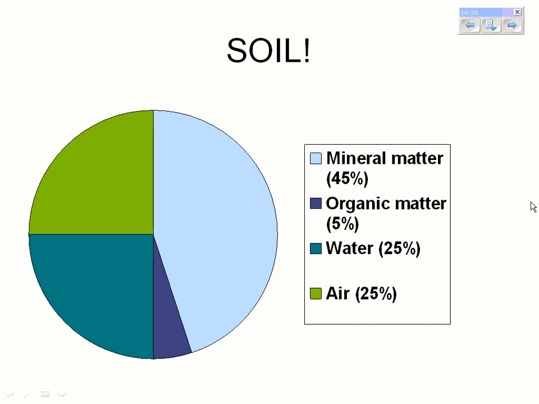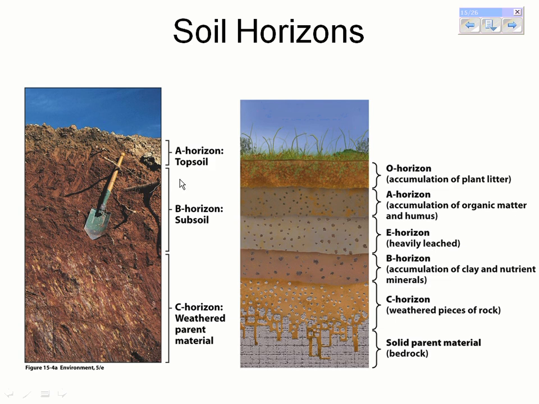Soil. Don't forget your main components of soil: 45% minerals, 5% organic matter, 25% water, 25% air. Don't forget your soil horizons. So we have our O horizon. O stands for organic material.